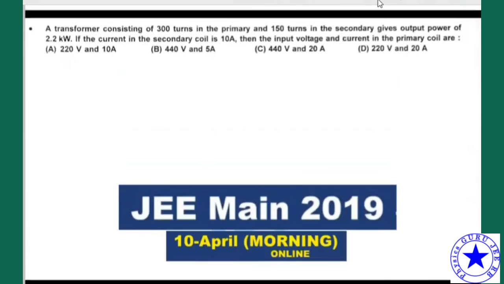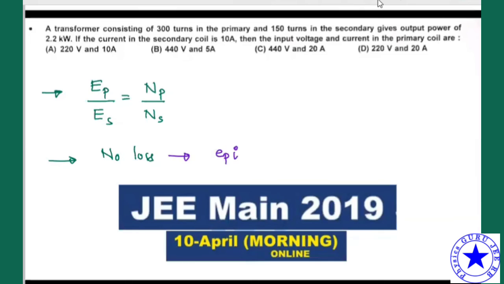So let me start with this one. According to the transformer equation, I can write EP, the primary voltage, divided by the voltage in the secondary, is equal to the number of turns in the primary divided by the number of turns in the secondary. Hope you learned this in transformer theory. For a no-loss transformer, what is the meaning of no loss? Input should be equal to output. So input, that is EP IP, equals ES IS.